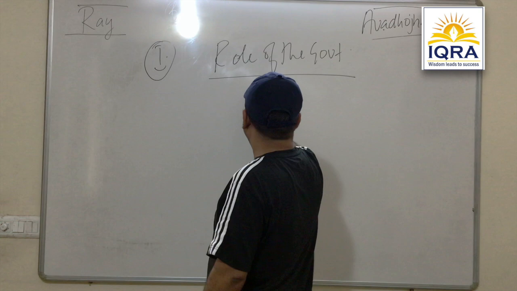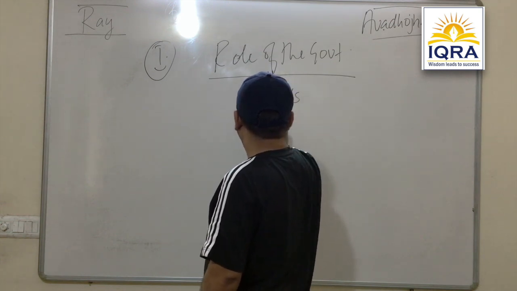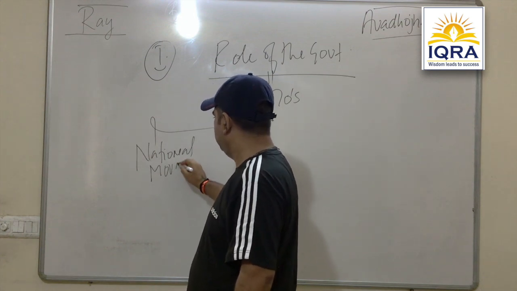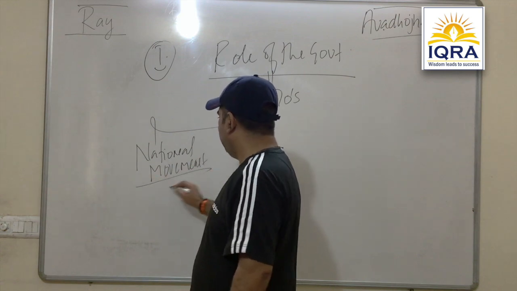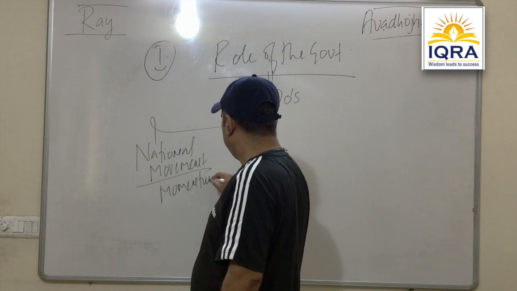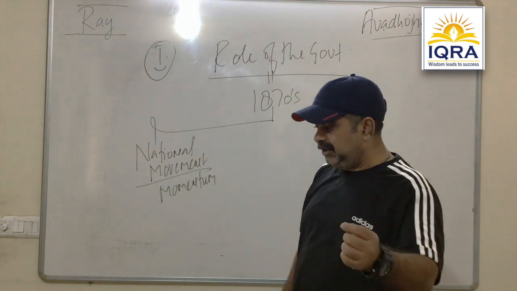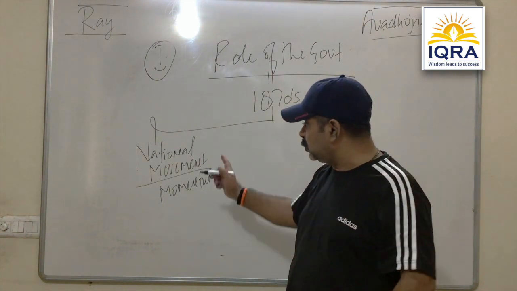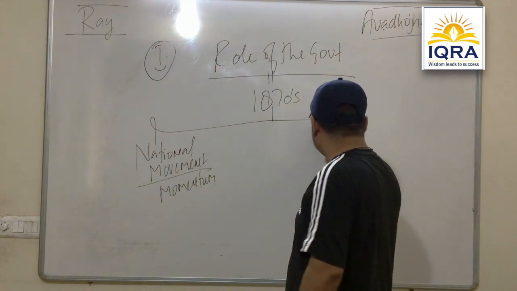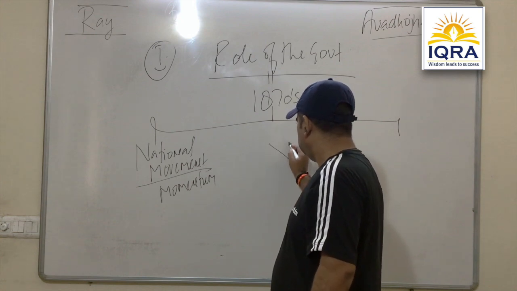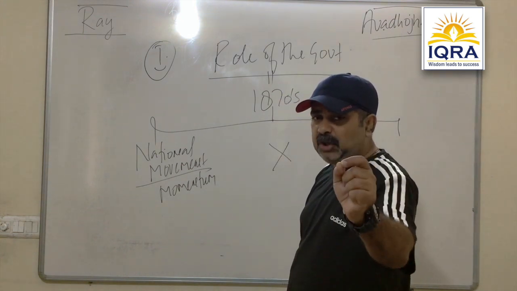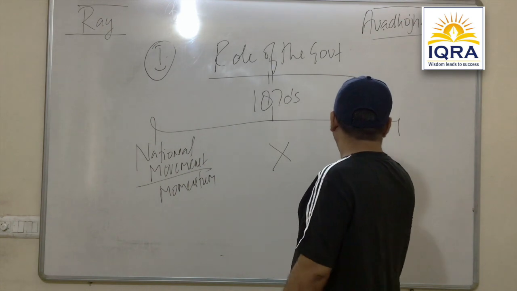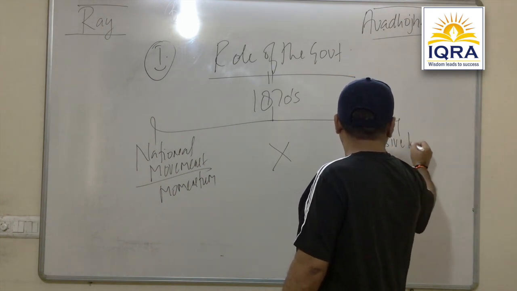After 1970s, we have already discussed, national movement got momentum. Now, when national movement got momentum, the British government had to counter the national movement. So, the British government had to promote all divisive forces. Which forces? Divisive forces.